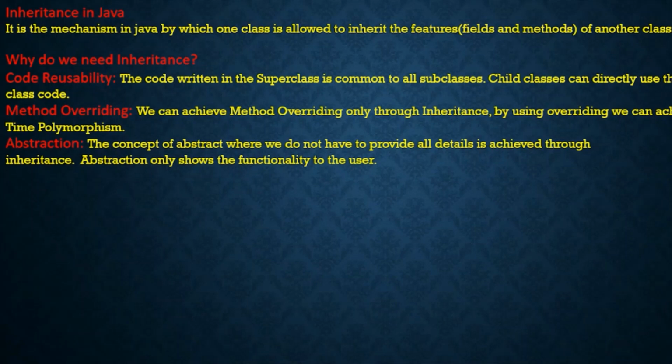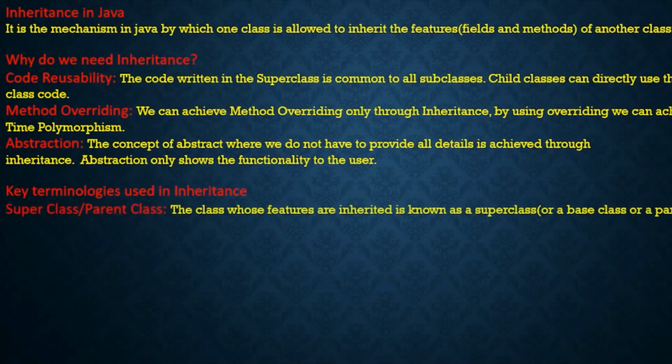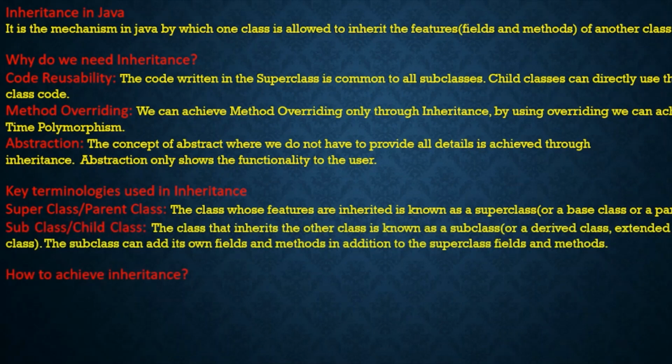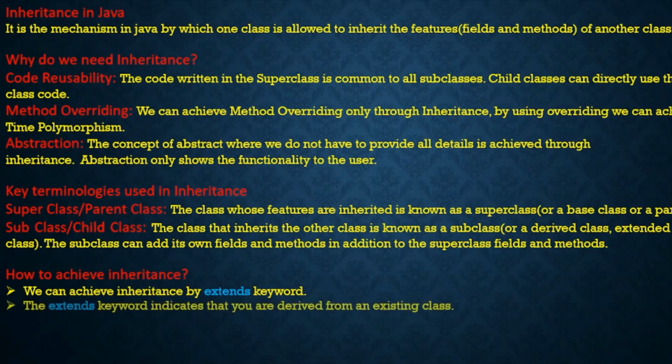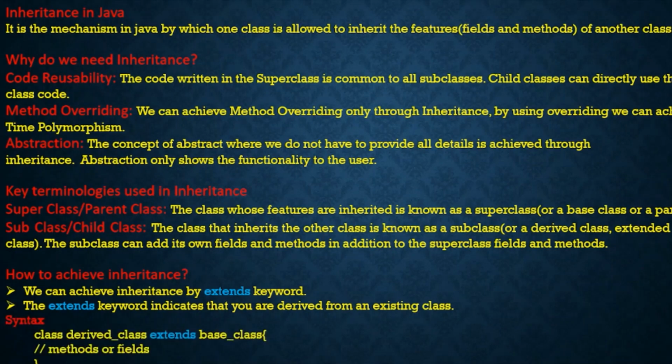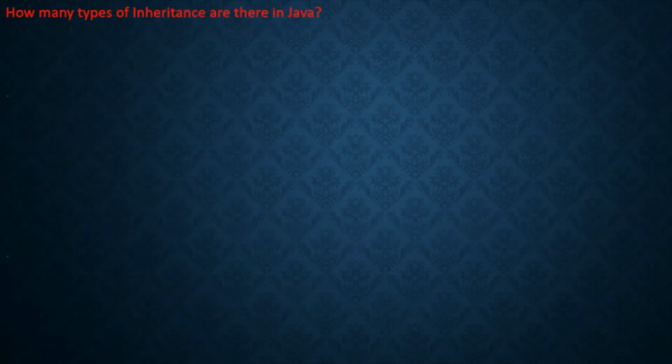That is the thing I wanted to explain. I think everything I have given above is clear for everybody. Now, what is the terminology used in inheritance? I have already told one terminology, that is superclass and subclass. Then how do we achieve inheritance? We can achieve inheritance by the extends keyword. The extends keyword indicates that you are derived from an existing class, which I have already discussed. And a derived class extends a base class, which I have also explained.